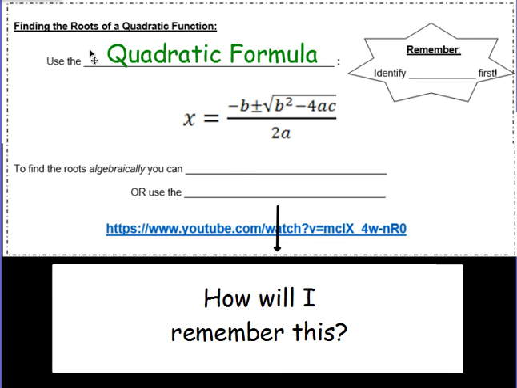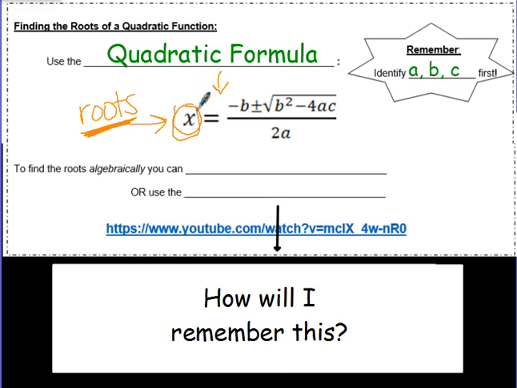When we use the quadratic formula, the first thing we're always going to do, just like when we were finding the axis of symmetry, is identify A, B, and C. So the quadratic formula is down below right here. Okay? Where this x is really representing the roots. Remember, our roots are x values. Our axis of symmetry is a linear equation.